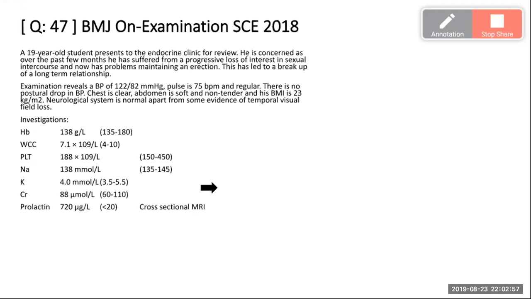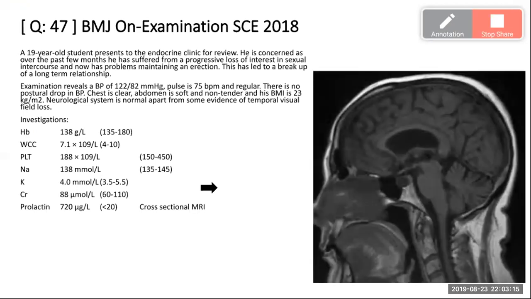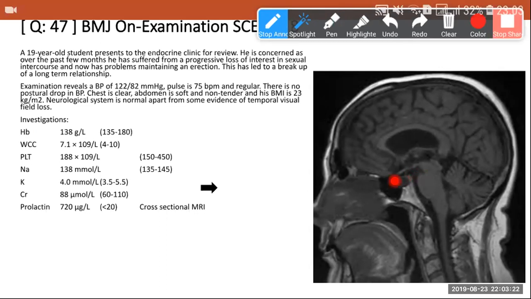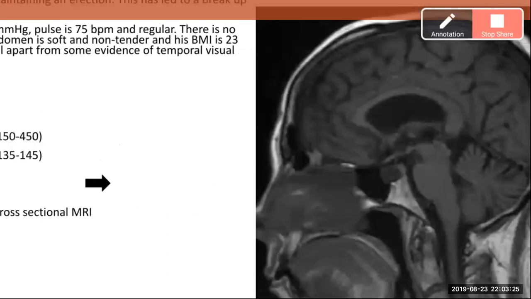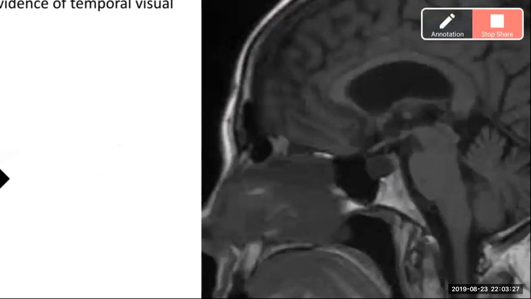Investigations: hemoglobin normal, white blood cells normal, platelets normal, sodium and potassium normal, creatinine normal, prolactin 7020, high. A cross-sectional MRI shows us this lesion. What do you think? This lesion here. Yes, cystic lesion, this is the most important feature. It is a cystic lesion, just like the CSF, within the pituitary gland.